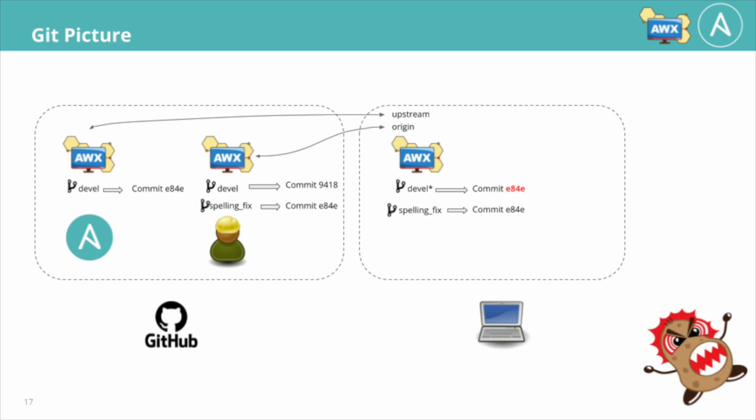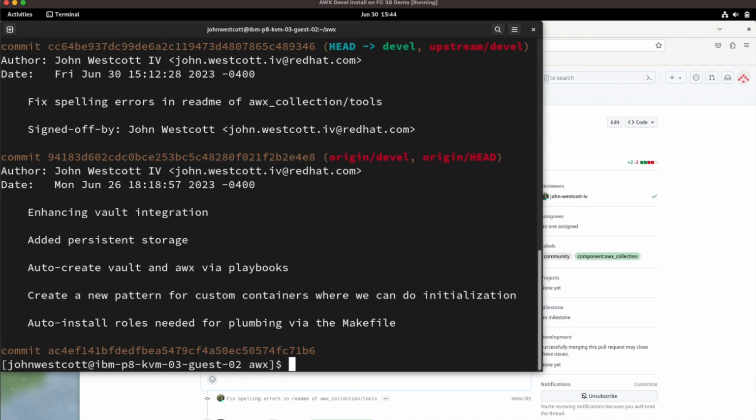So going back to our picture, we can now see that the commit that was merged into Ansible AWX is now inside of our local machine's devel branch. If we had used the devel branch for our development, we would now have run into an issue here because our local devel branch would already have the commit we just attempted to pull. This could cause conflicts.